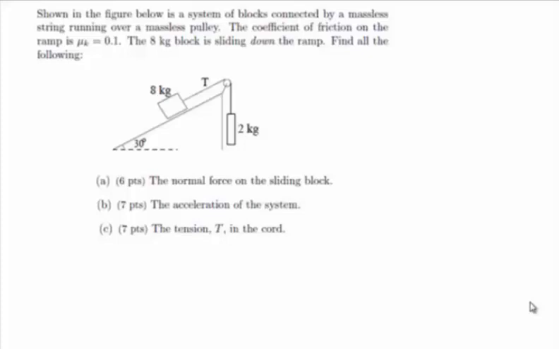Shown in the figure below is a system of blocks connected by a massless string running over a massless pulley. The coefficient of friction on the ramp is mu k equals 0.1. The 8 kilogram block is sliding down the ramp. Find all of the following.